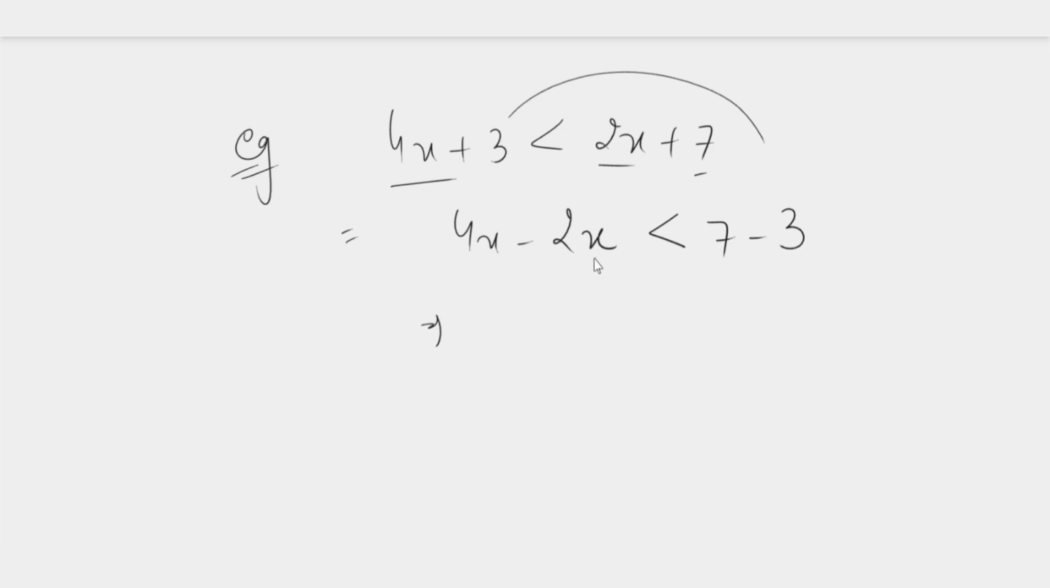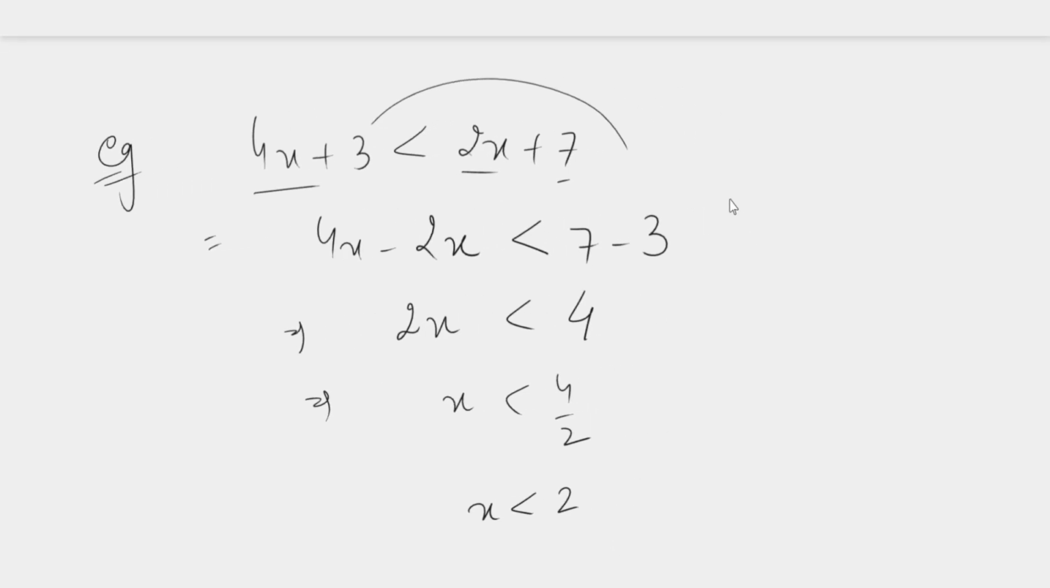Now the next step is again solving. 4x minus 2x is 2x, less than 7 minus 3 is 4. Again very similar to our previous concepts. 2 is getting multiplied here. We'll take it there and it gets divided. So that means x is less than 2.